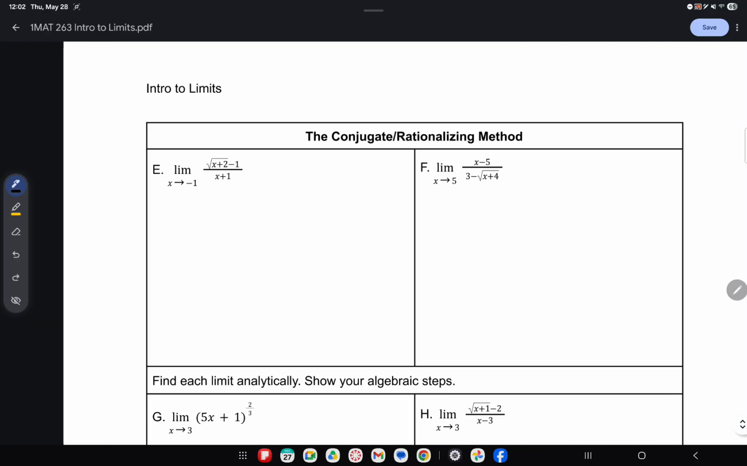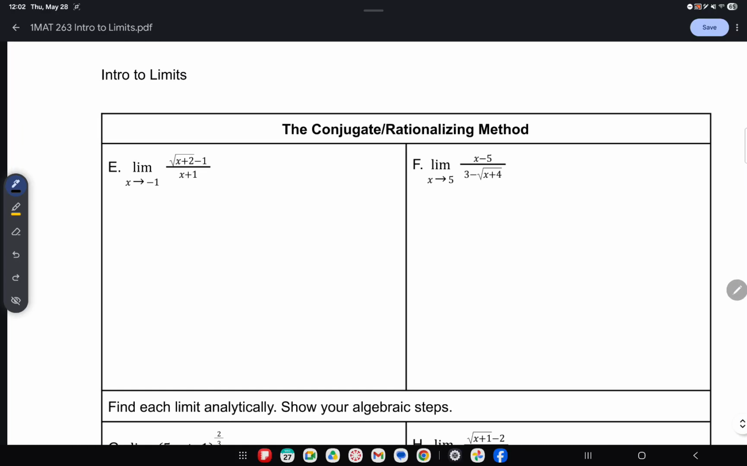All right, last page here. We have the conjugate or rationalizing method. So what happens here is if we have a square root in the numerator or denominator, we're going to want to try and do our best to get rid of it. Because our goal here is to be able to cancel out a factor. Like we're going to want to cancel out this x plus 1 because it's creating that 0 in the denominator. And we might be able to get that from doing the rationalization or the conjugate method.